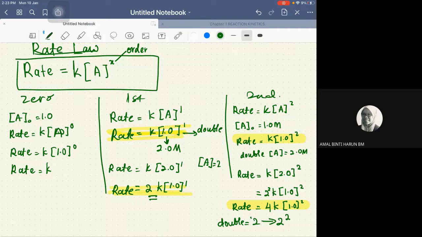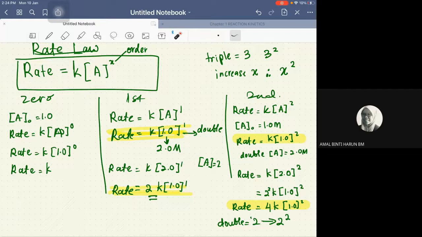Kalau you triple, it is 3. So it will become 3 square. So kalau kita increase by X, so second order akan jadi increase by X square. Rate dia akan meningkat sebanyak X square. Itu adalah ciri second order. So boleh bezakan tak? Zero order, first order dan second order.